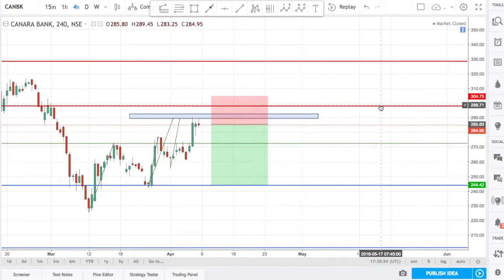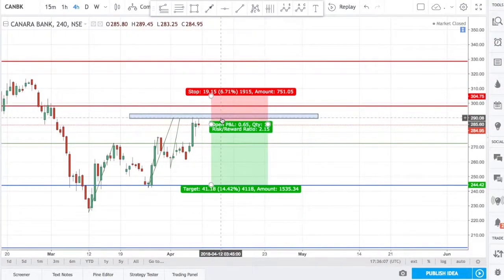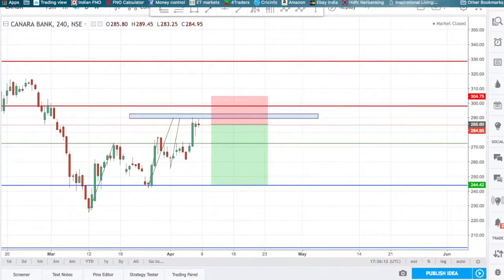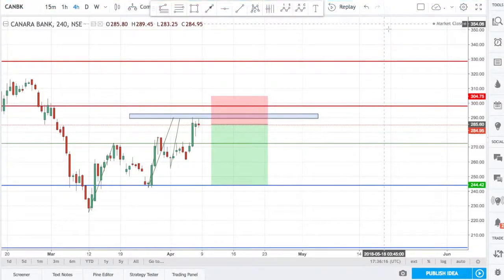But before placing a trade, we must make sure we get a lower low closing from this zone or from this level of resistance. Okay, so let's see how this setup plays out in the next few trading sessions.